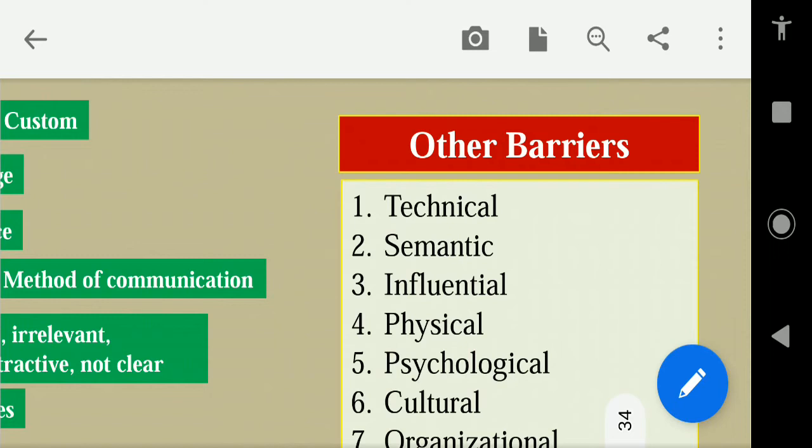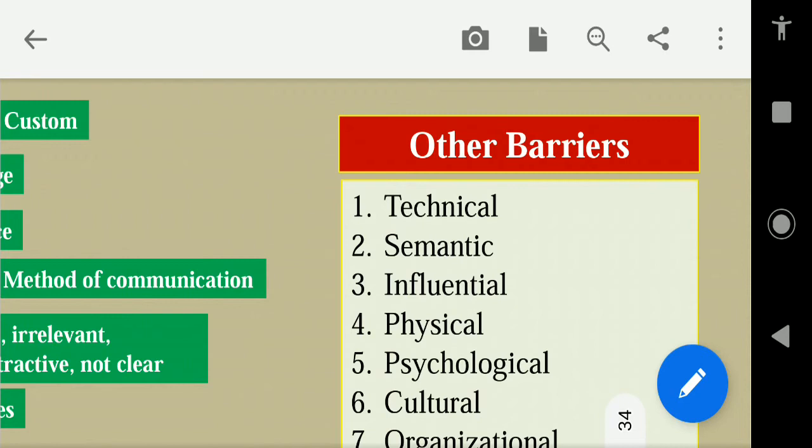Then come to semantic problem. What is a semantic problem? Semantic problems are related to the meaning of words and sentences. Even a common word may have several meanings which may lead to misinterpretation of the message. If one word has several meanings, then also there will be misinterpretation of the message. If the problems are related to meanings of words and sentences, then they are called semantic problems.